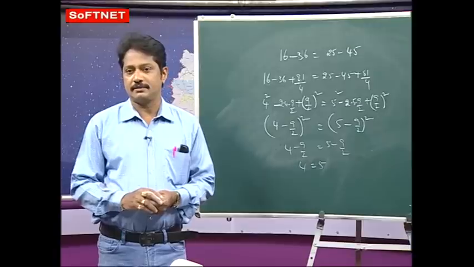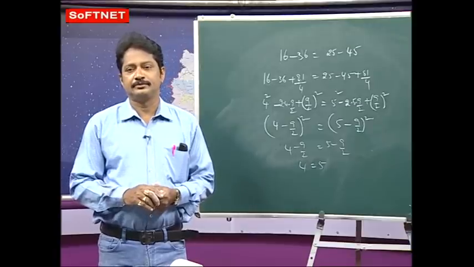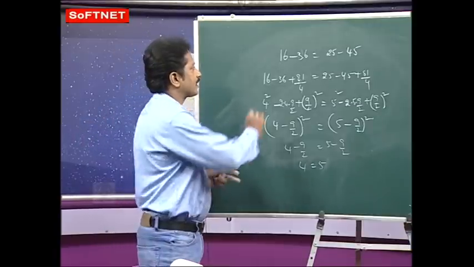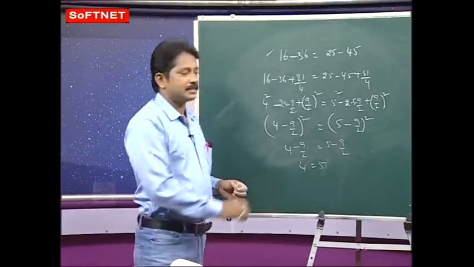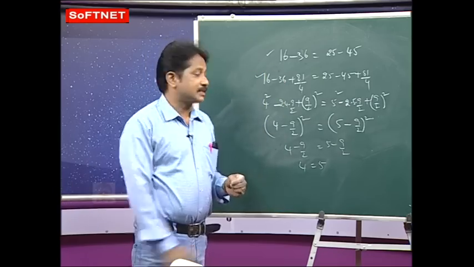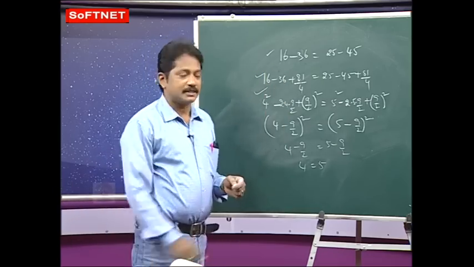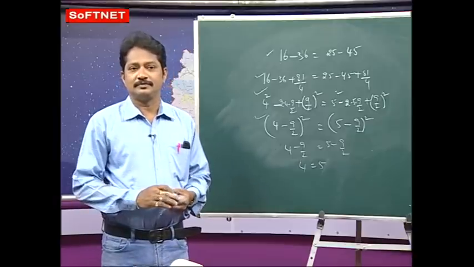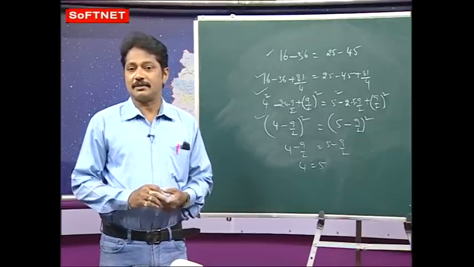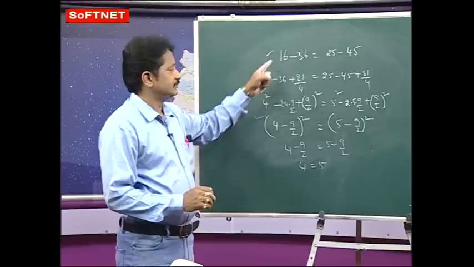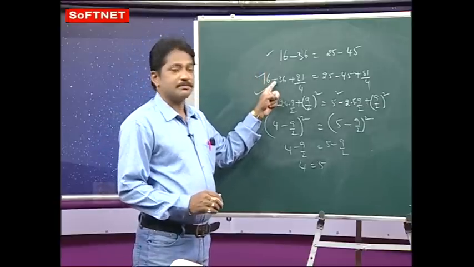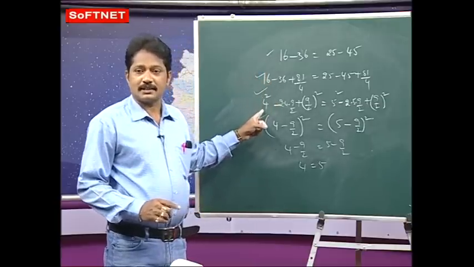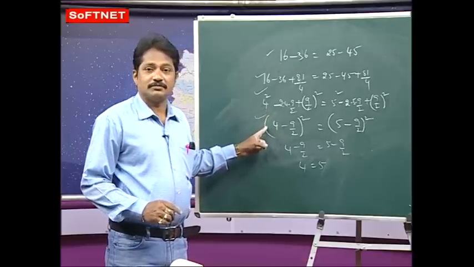Correct? Where is the mistake? This step is correct. This step is correct. This step is correct. This step is correct. If you say every step is correct, then where is the mistake? That's very important. Okay. First step is correct. Second step is correct. Third step is correct. Fourth step is correct.